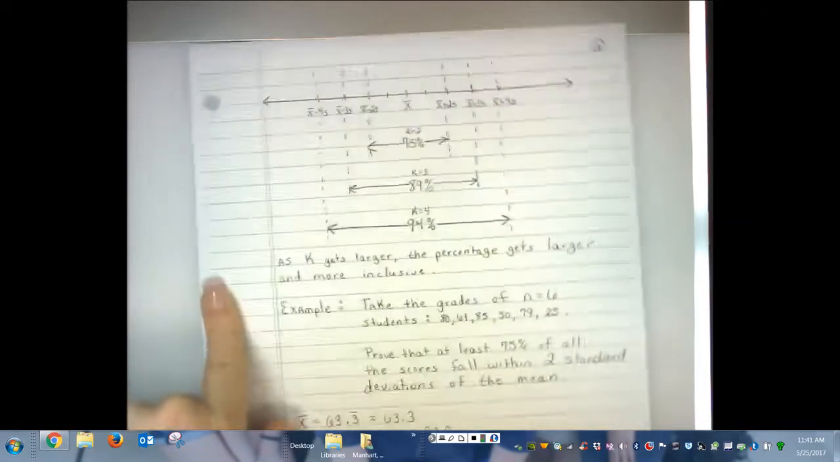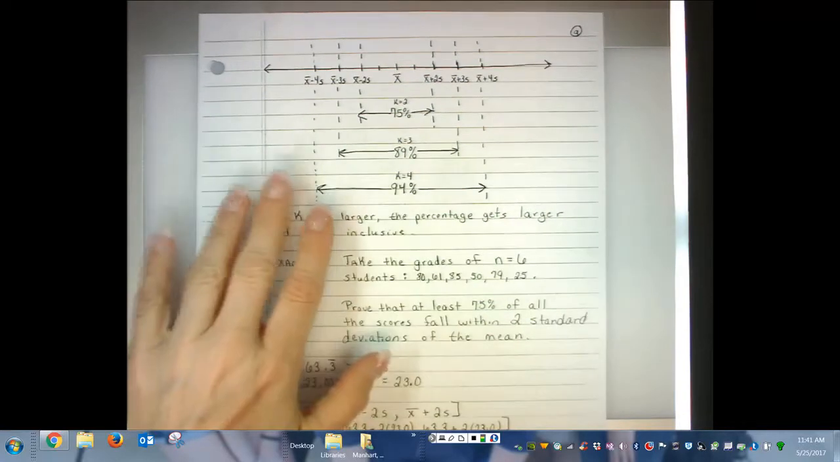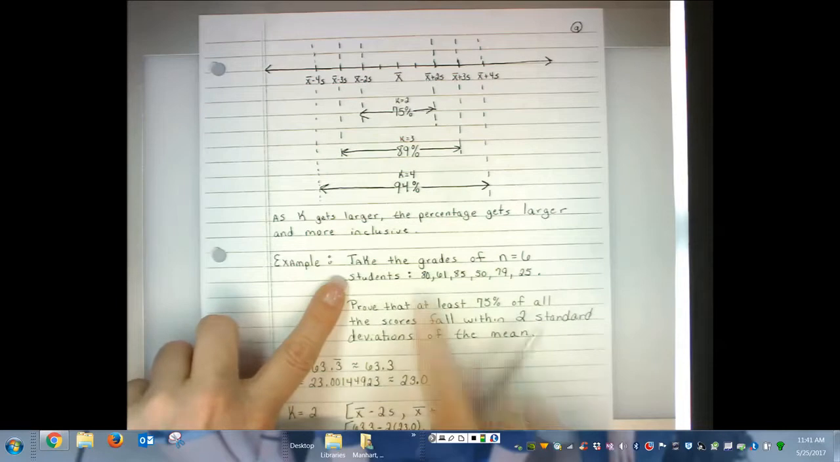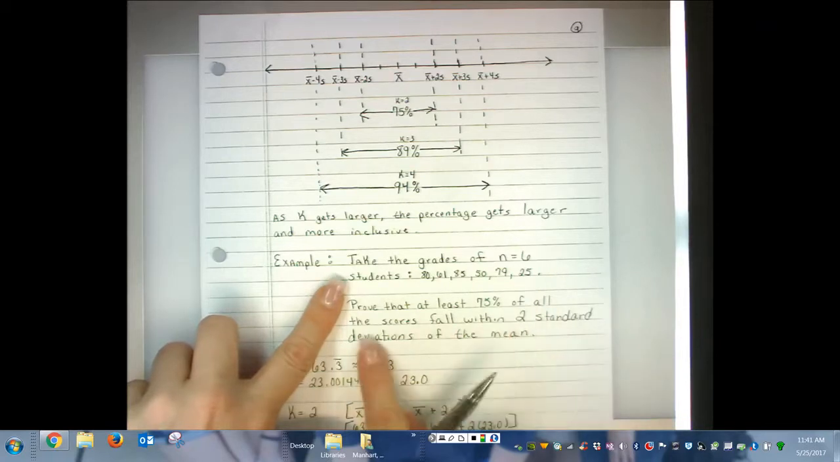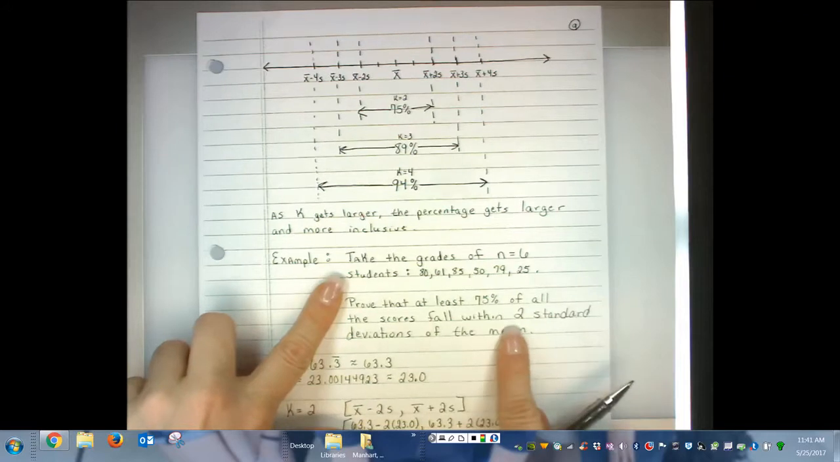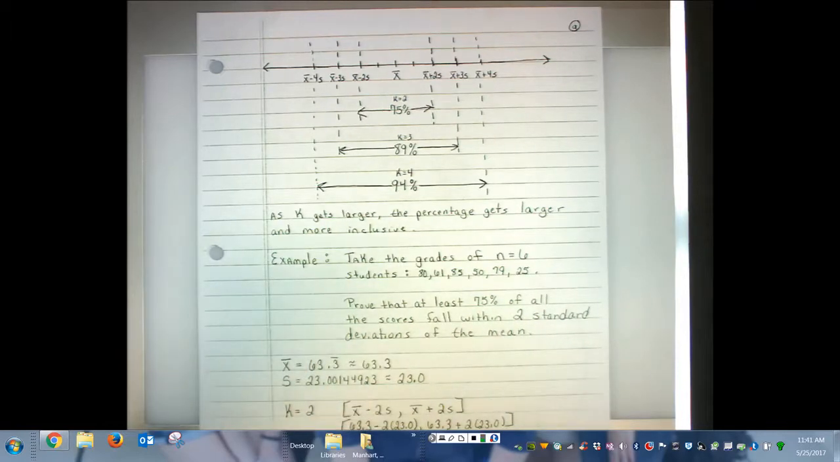So as k gets larger, the percentages get larger, and we're including more and more data from the data set. Here's a great example, because examples tell you so much more than just a general graph. Let's take the grades of 6 students: 80, 61, 85, 50, 79, and 25. 25 is a pretty low grade. And I want to prove that at least 75% of all the scores fall within 2 standard deviations of the mean. That's what Chebyshev promises. He also promises at least 89% will fall within 3 standard deviations of the mean, and 94% will fall within 4 standard deviations of the mean.